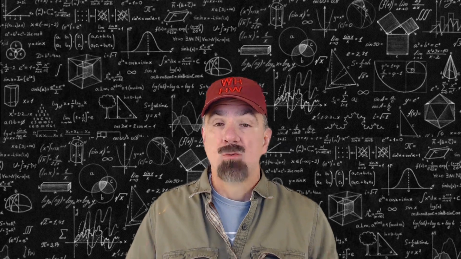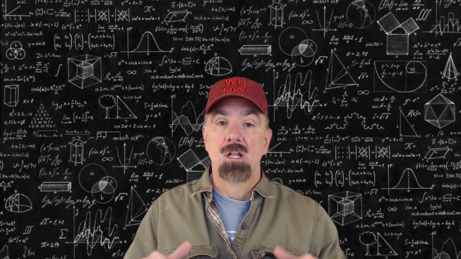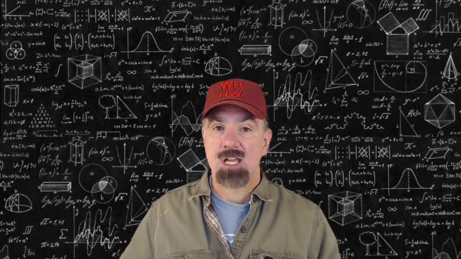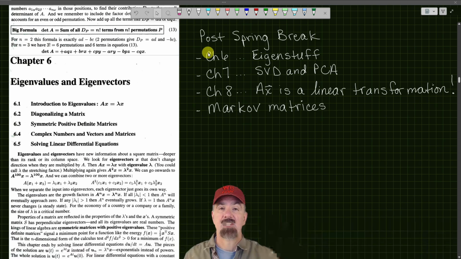So, what we've been doing really is building the foundation, and now we are going to build up on that foundation and start digging into some serious applications. Let me just show you the overview here for post spring break. So, we have 4 things left to do in the course in our 15 lessons. We have chapter 6, which is Eigenvalues and Eigenvectors, otherwise known as Eigenstuff. Chapter 7 is singular value decomposition and principal component analysis.